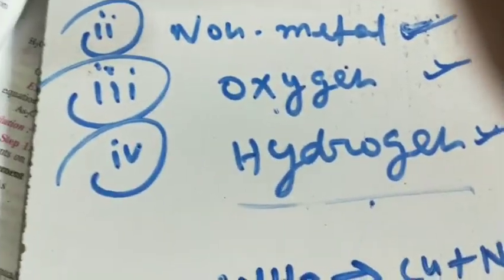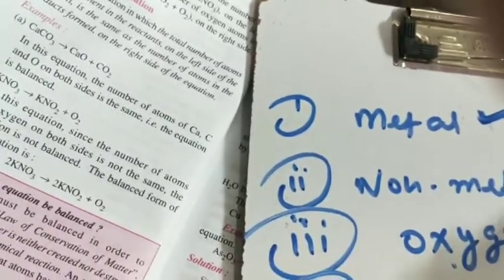Now the number of oxygen is 1, but on the right hand side the number of oxygen is 3. So you apply 3 before copper oxide. Now again check after oxygen balancing, you go to the previous step, that is non-metal. Non-metal here, nitrogen is 2, again nitrogen 2, it is already balanced.